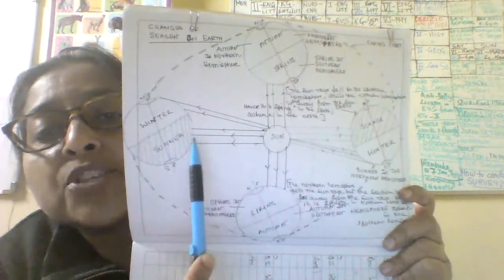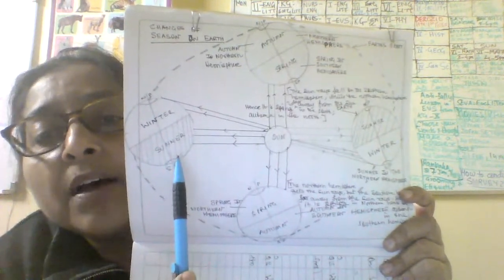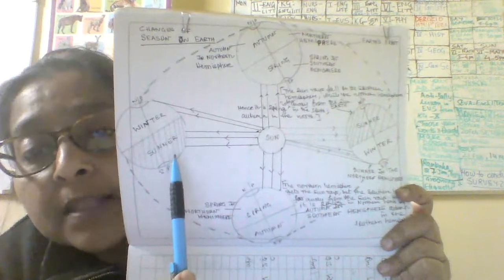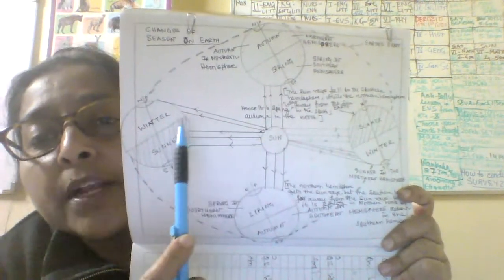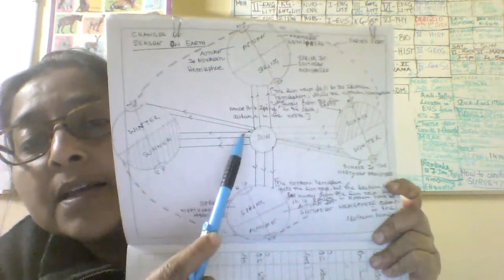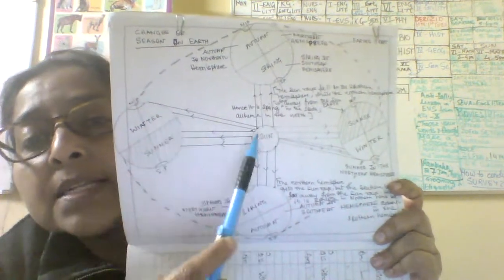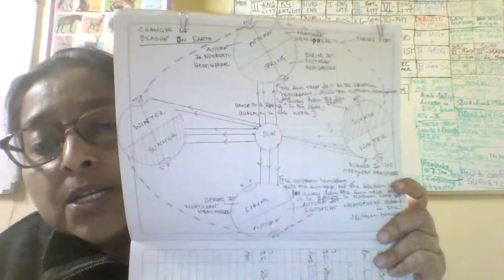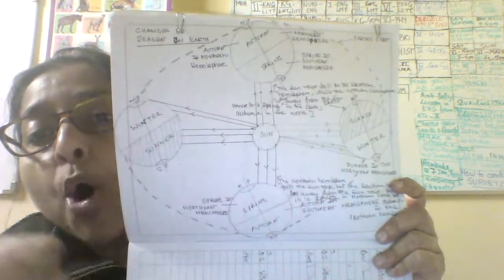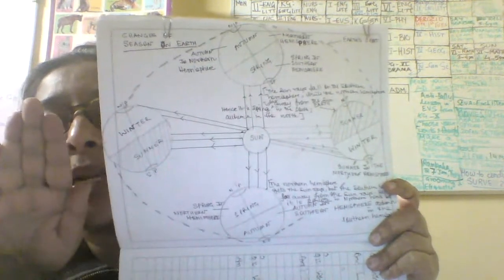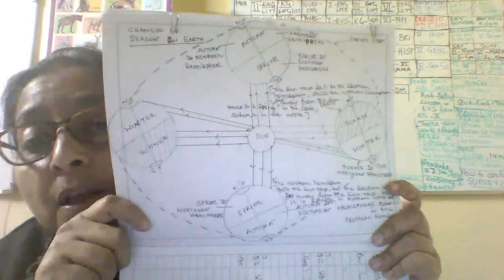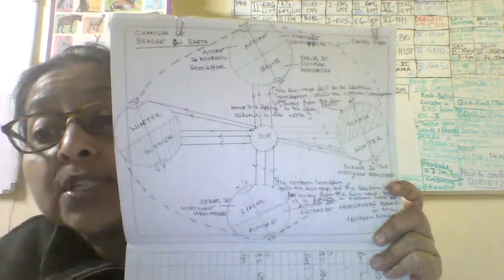Now you see the sun rays are falling straight. They are falling along a straight line on which hemisphere? Southern hemisphere. Whereas look at the rays. How are the rays falling on the northern hemisphere? The rays are slanted. So when will you get more heat? When the rays fall on you directly or when the rays are slanted like this? When the rays fall on you directly.